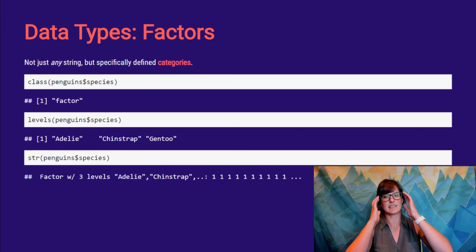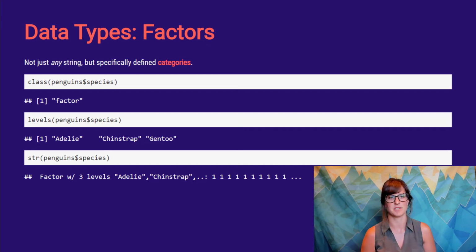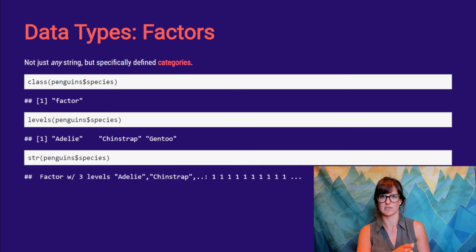And so if we look at the class, it is again factor class, that species variable within the dataset penguins. And when you have a factor object, if you want to see what those possible categories are, you can use this levels function right there. So here we've got our Adelie, our Chinstrap, and our Gentoo penguins. Those are the 3 species.